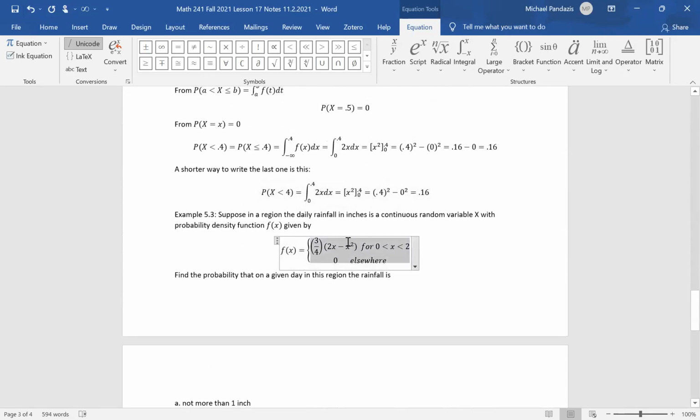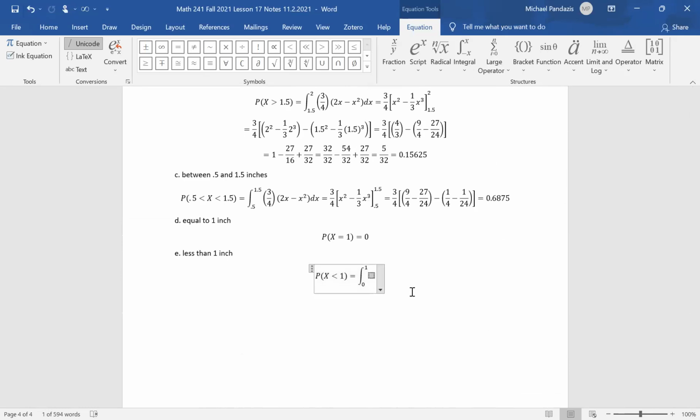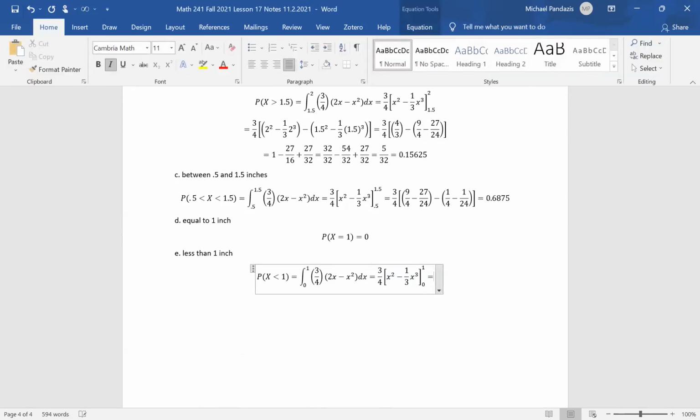And our PDF is still the same. It's 3/4 times 2x minus x squared. And I'm happy because we're dealing with the number 1 here. So this won't be an annoying calculation like before. So now this is going to equal 3/4 times an antiderivative of 2x minus x squared, which is still x squared minus 1/3 x cubed. And we're evaluating it from 0 to 1. So this is equal to 3/4 times the first term minus the other term. The first term is plugging in a 1, so it's 1 squared minus 1/3 times 1 cubed. The other term is plugging in 0, so you get 0 squared minus 1/3 times 0 cubed.